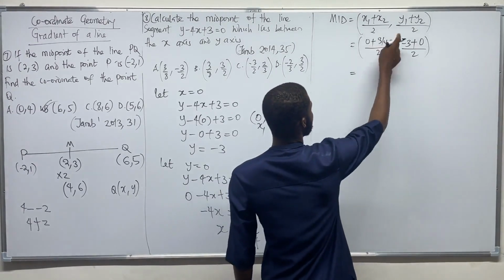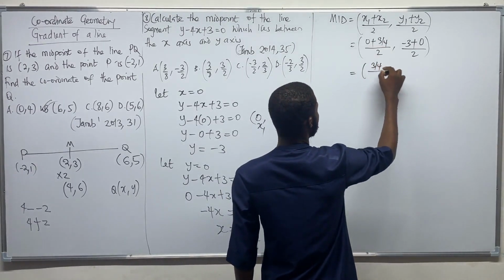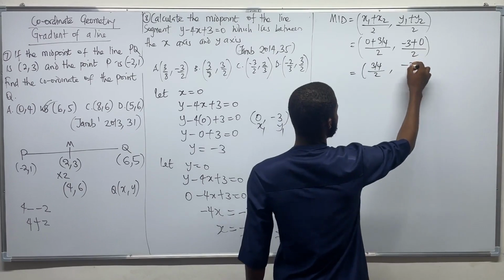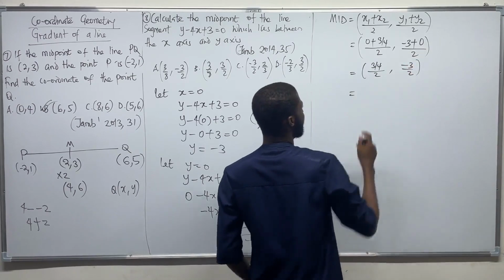Next, 0 plus 3 over 4 is just 3 over 4, over 2. Minus 3 plus 0 is minus 3, then over 2. Now look at this.